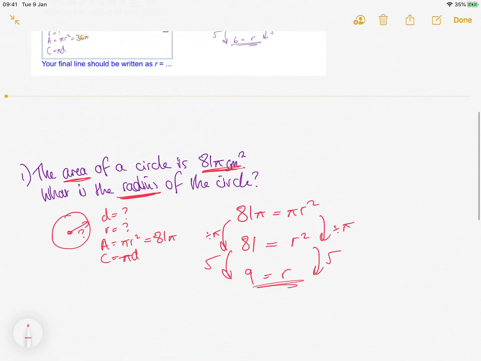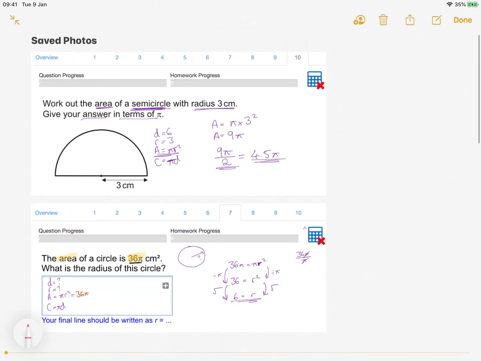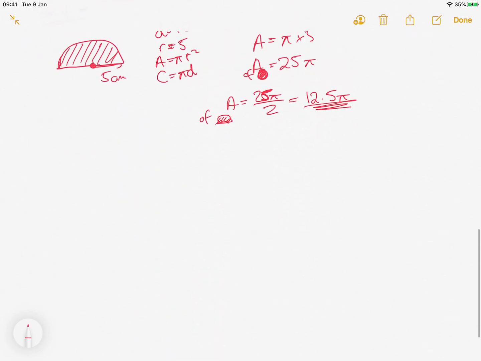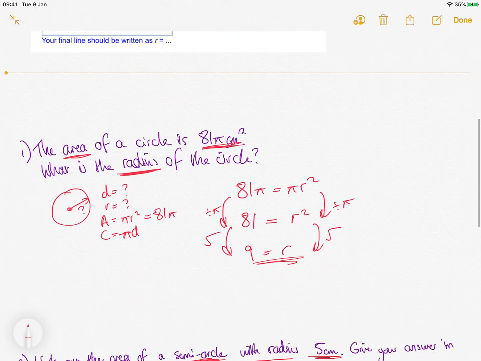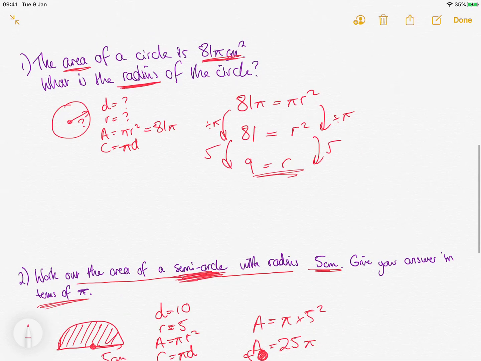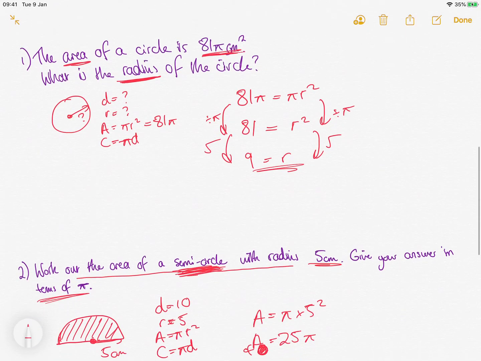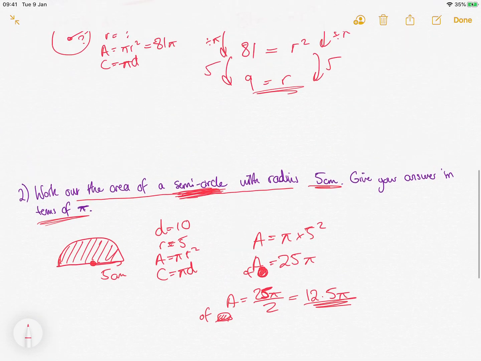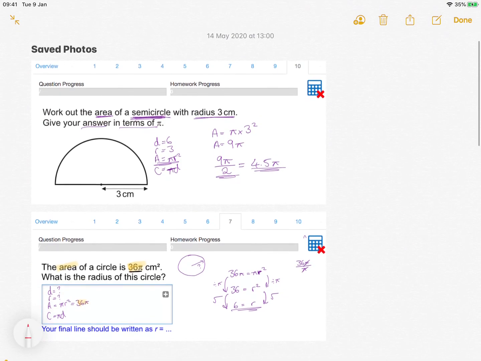Right, hopefully that's helped you out with some of the trickier questions on the Maths Watch. Make sure you've got all of that down in your book, and then as an extension, if you want, go on to Corbett Maths and find some more circle questions like this. There'll be loads on there for you to work on.